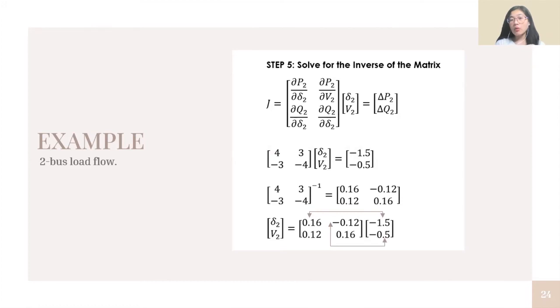So, from that, we will get the partial value, if I say so myself, of our delta 2. Because we still have something to do with what we computed. You will see that later. And our V2, to get that, we have to multiply negative 1.5 by 0.12 and add it to the product of 0.16 and negative 0.5.